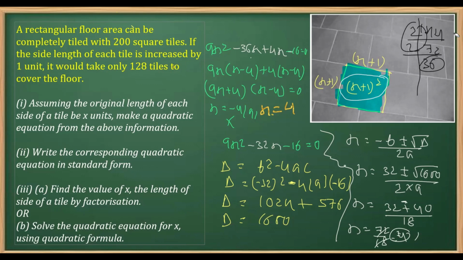The other value I'll not take because it is coming negative, but you need to show it in the exam. It is coming as minus 8 over 18. So this has to be discarded. All you have to show is that once again we are getting x is equal to 4 only. It's just that we have to show it using two different methods of finding. So we did this. All parts done.